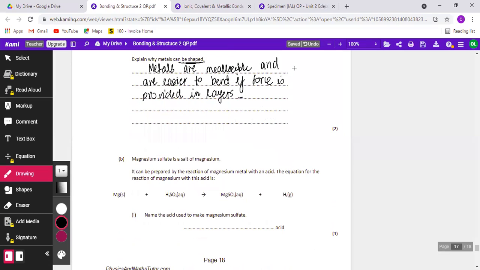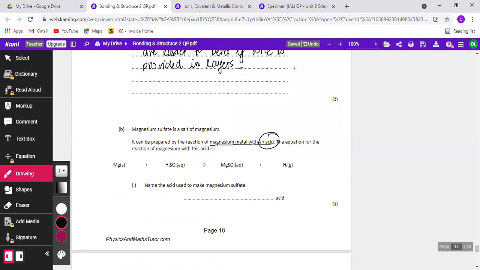Magnesium sulfate is a salt of magnesium. It can be prepared by the reaction of magnesium metal with an acid. They have given you the equation of the reaction of magnesium with this acid. Name the acid used to make magnesium sulfate. So it has a sulfate ion. That means this is sulfuric acid. Very good.